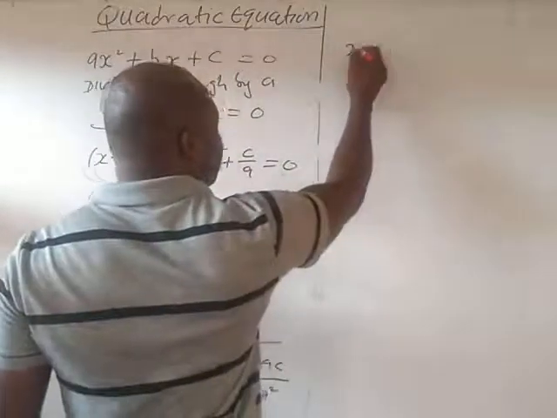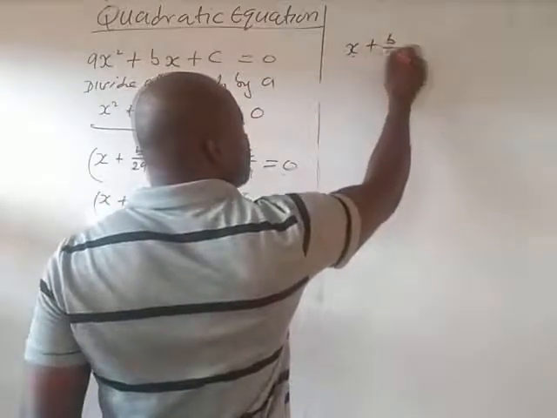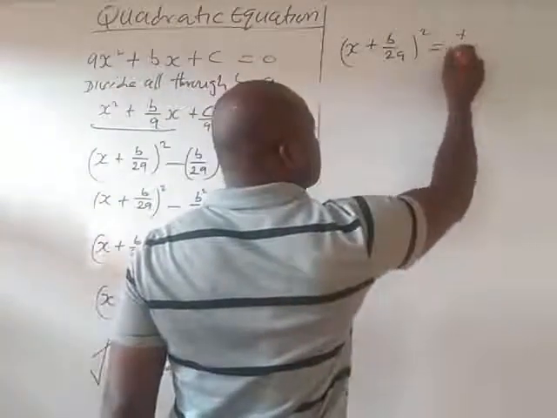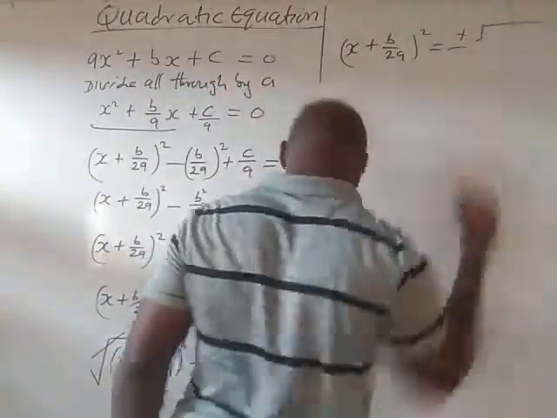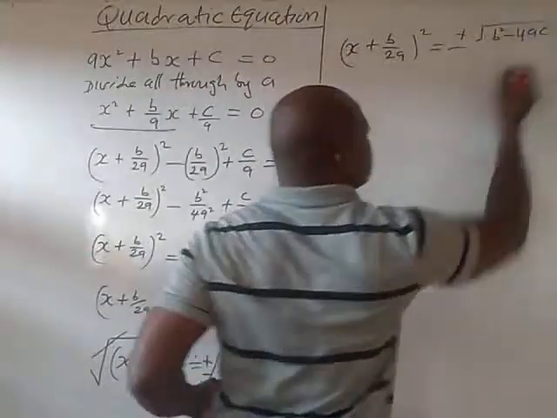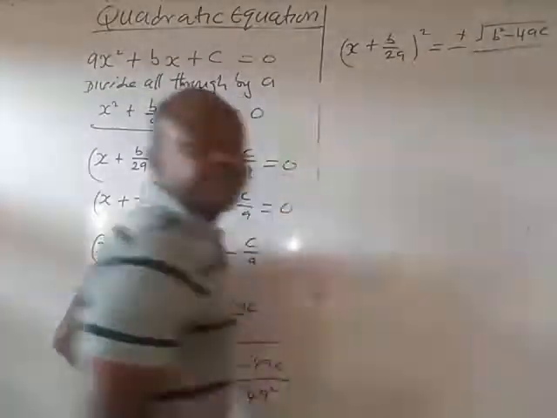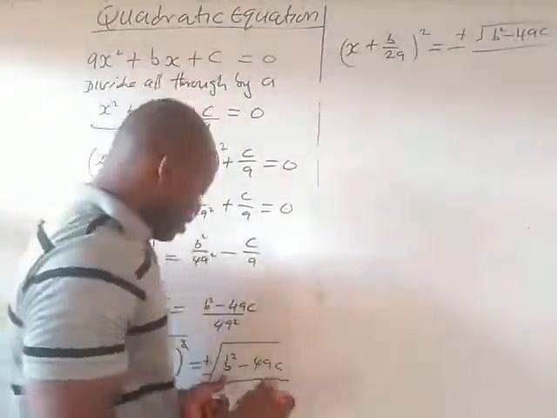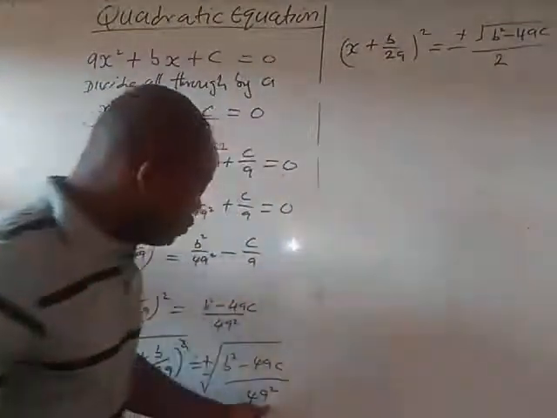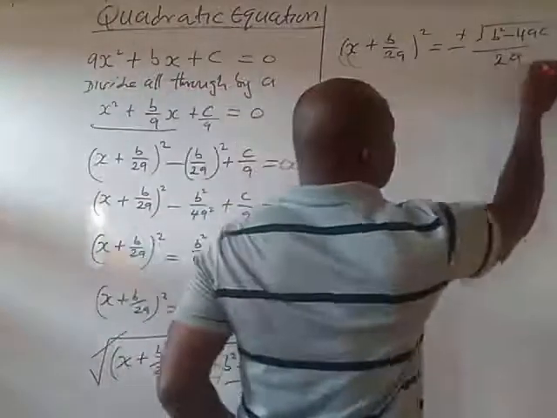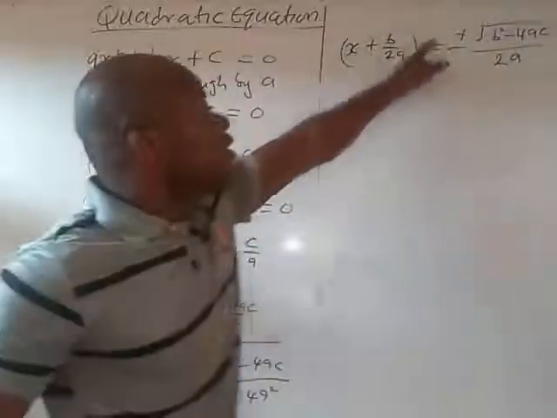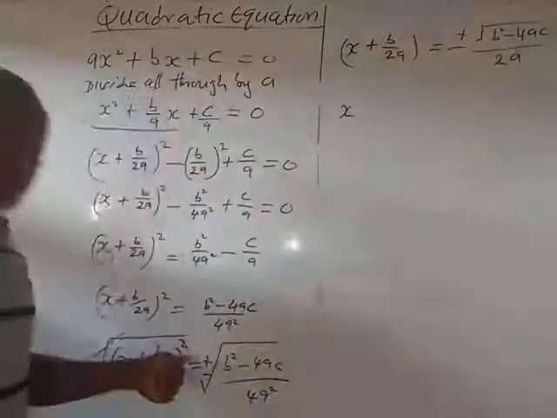Therefore, we have (x + b/2a) squared equal to plus or minus root of (b squared minus 4ac) over 4a squared. What is the square root of 4? 2. What is the square root of a squared? a. So we have x plus b over 2a; we are not adding any square here again, because the square has already cancelled.